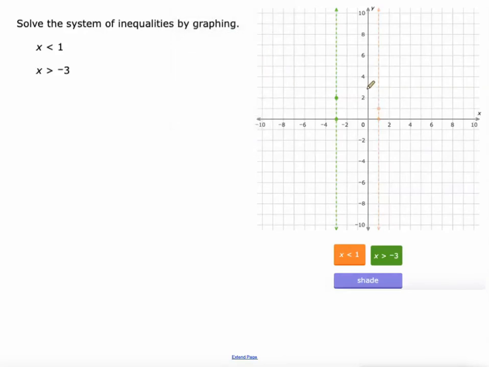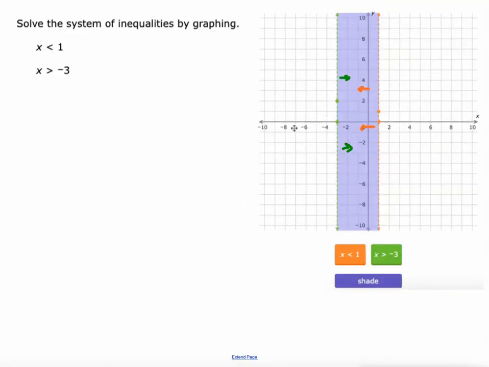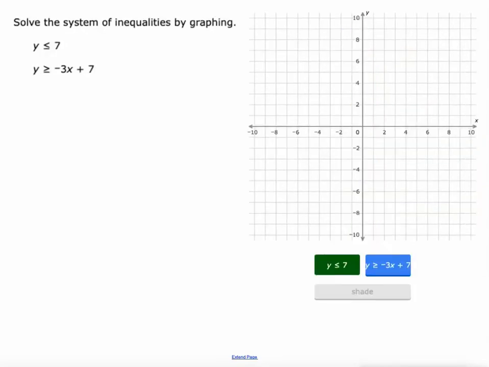X is less than 1. That would be these values going this way. X is greater than -3. That would be these values going this way. So the shading that we're going to include is everything in the middle of this. So that purple area right there are all the points that solve both of these inequalities. All right, let's move it on.